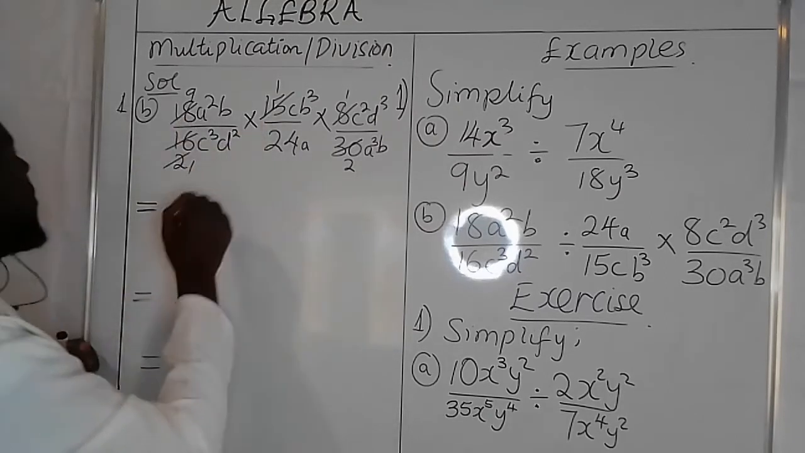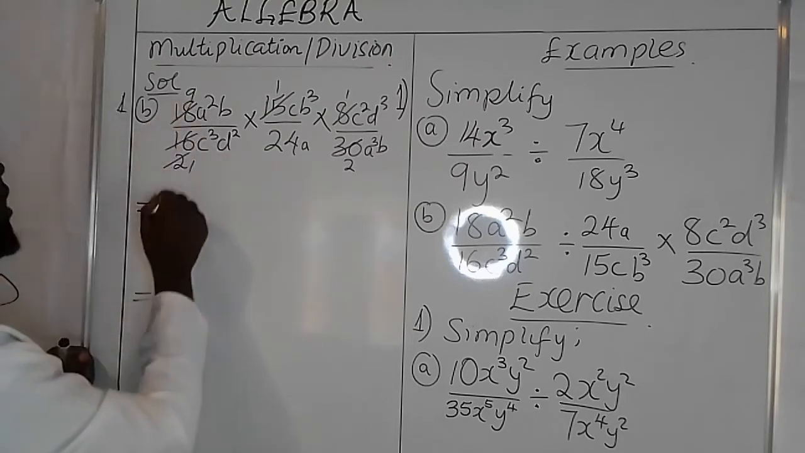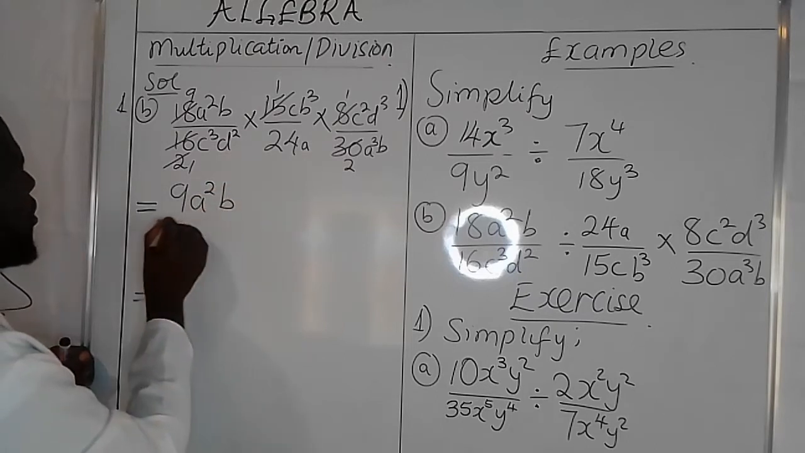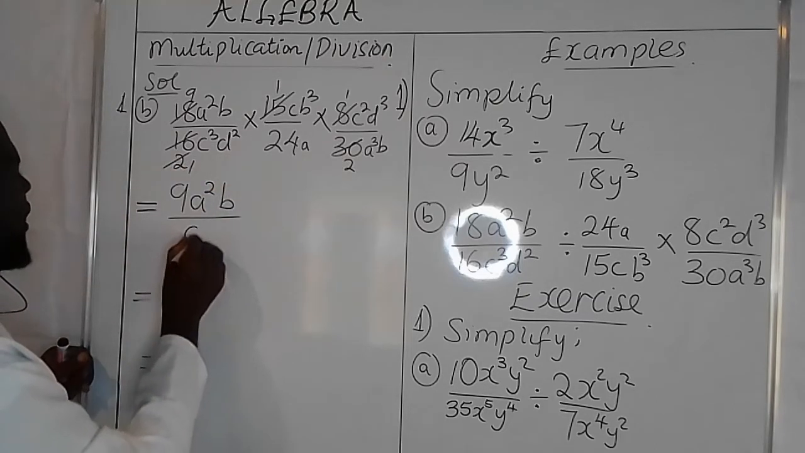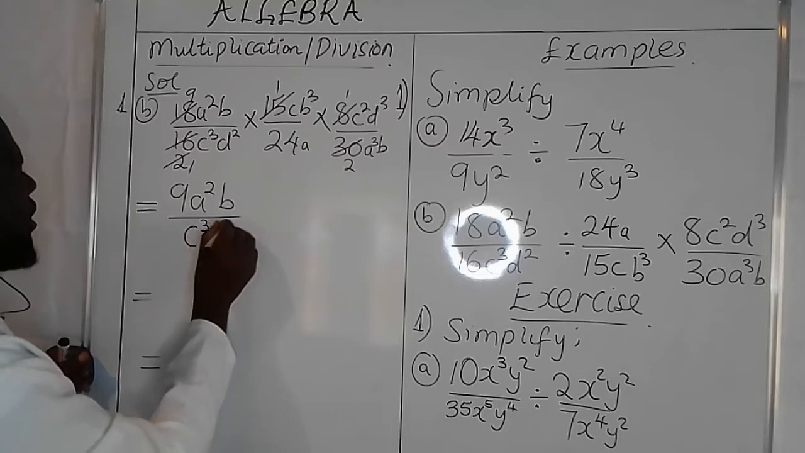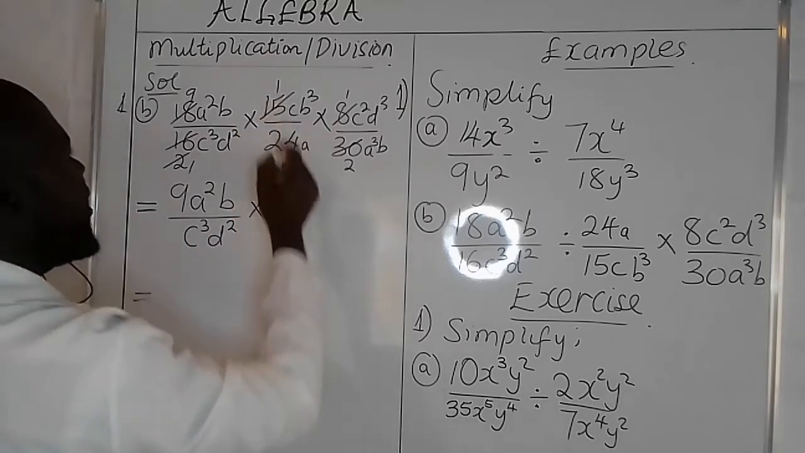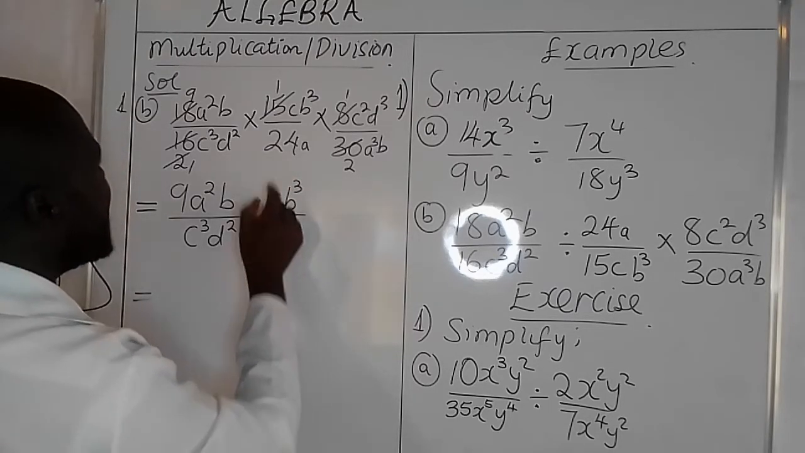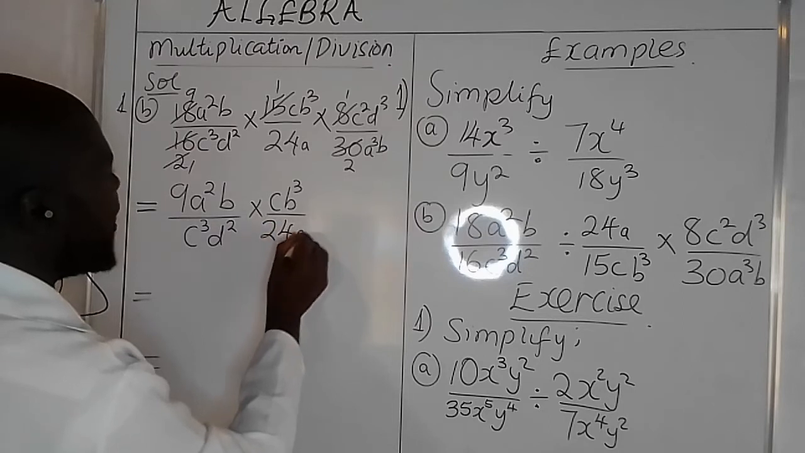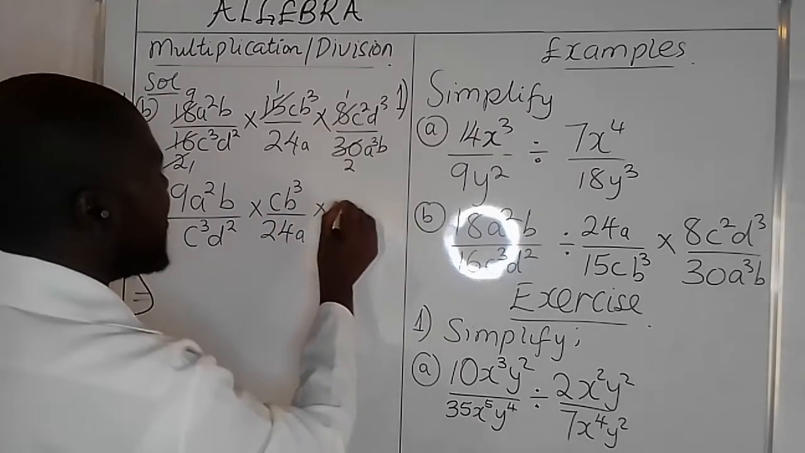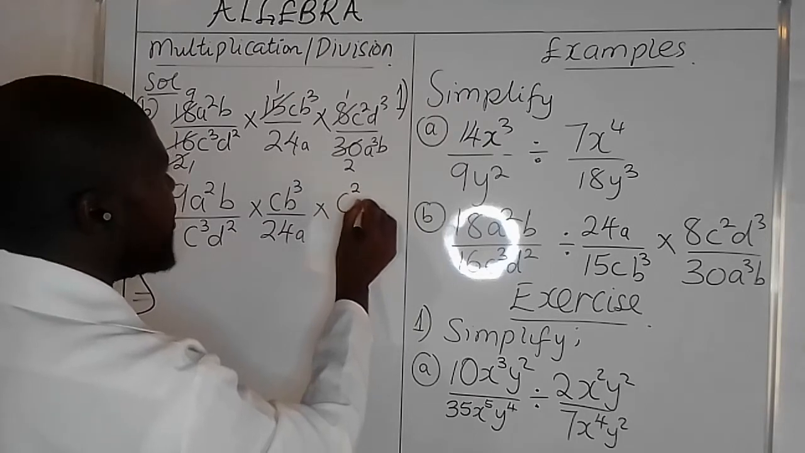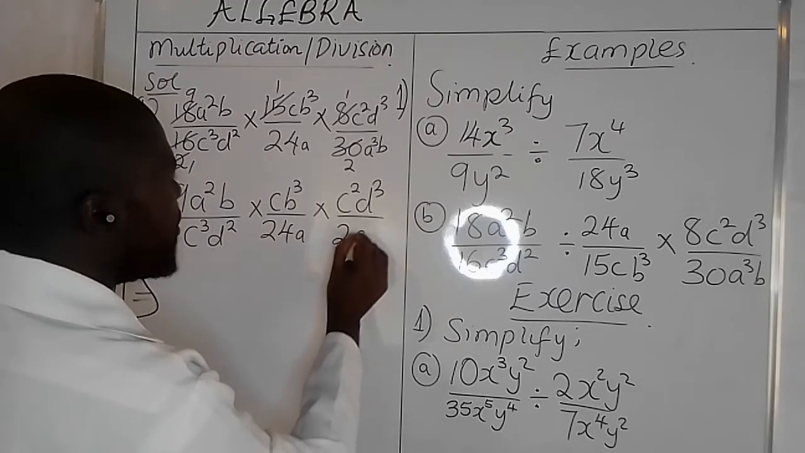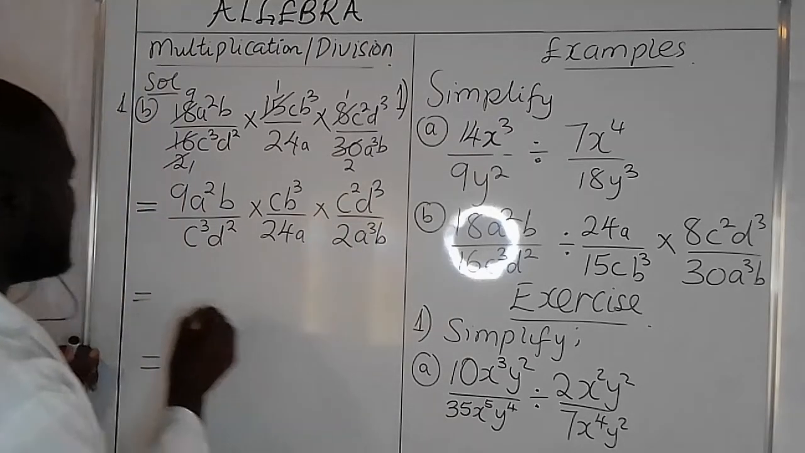Just to avoid so much working in one space, why not just copy this? We say here we have 9, then A index 2 out of C index 3 and D index 2. We are multiplying, here we have C, B index 3 out of 24, A multiplied by, here we have C index 2, D index 3 out of 2, A index 3 and B.